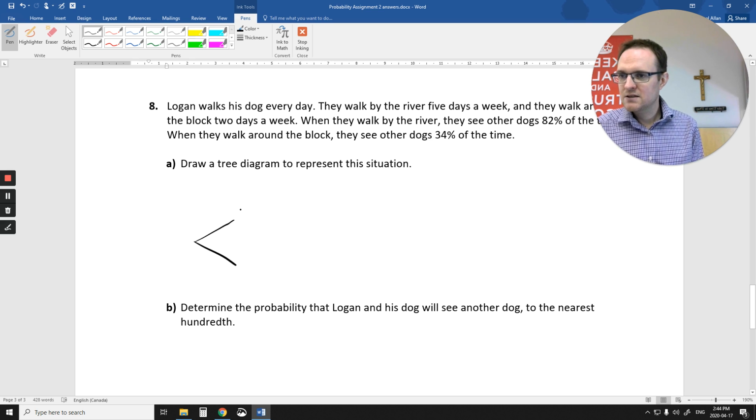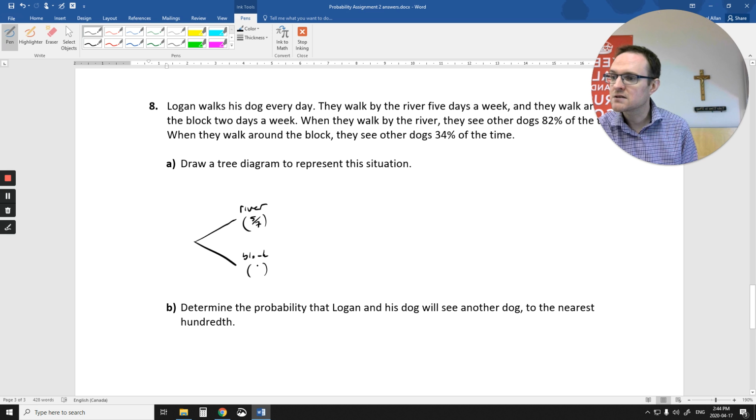Okay, so the first thing I want to do is figure out the probability of him walking by the river or walking around the block, if I just pick a random day. Okay, so the river and the block. The river is 5 days a week, so 5 out of 7 days, and the block is 2 out of 7 days.